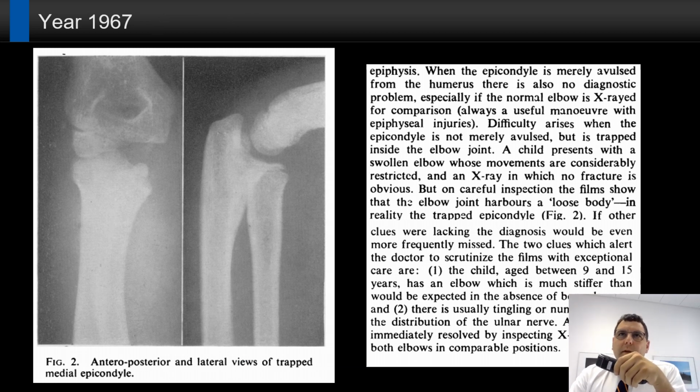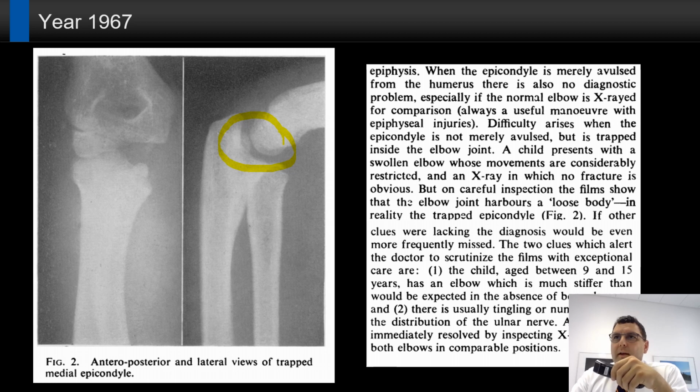Another example from that publication from the year 1967. This is an AP and lateral view of the medial epicondyle of a child, and despite the image quality not being the best, I see everybody can see that there is something abnormal going on here.